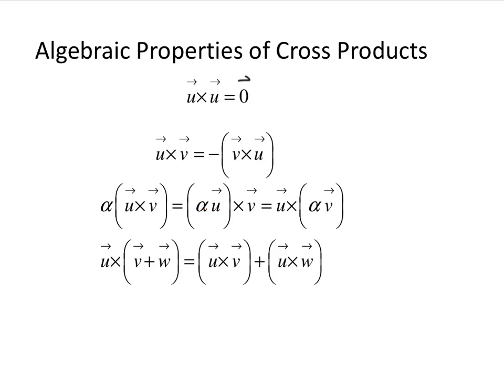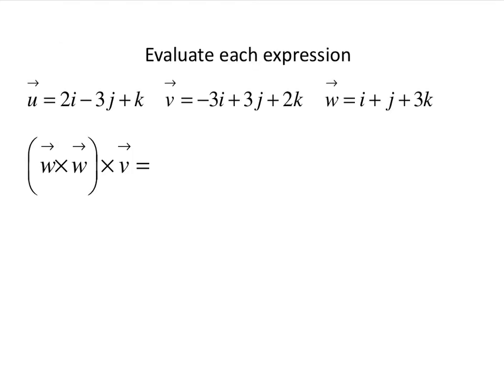And then you can also distribute a cross product, so u cross v plus w is the same thing as u cross v plus u cross w. So if you've done one cross product already, you could use these properties to help you find other cross products with only having to do one determinant. So use the properties from the previous page to go ahead and find the cross product w cross v.